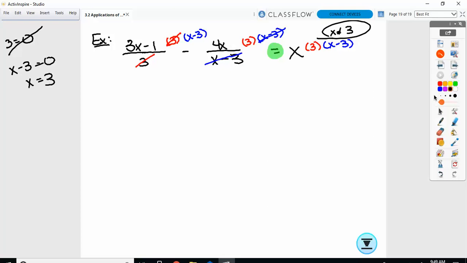Is there anything else I need to multiply by? No. How will I know if there's something else I need to do? We'll still have a denominator. Once your denominators are gone, then you're just ready to solve.